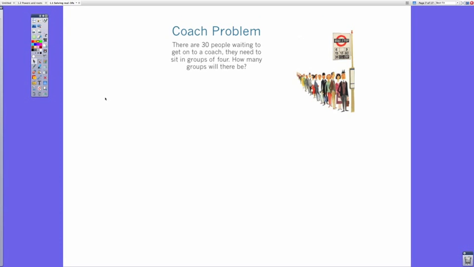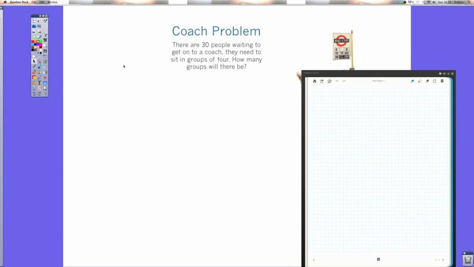So there are 30 people waiting to get onto a coach. They need to sit in groups of 4. How many groups will there be? Okay, so just take a moment to answer that question. So we're going to have 30 divided by 4. Okay, we're splitting up the group of 30 into groups of 4. Okay, so I know that 4 times 7 will give me 28. And I'll have 2 left over. Okay, 4 into 20 is going to be 5, so that's 7.5 groups.